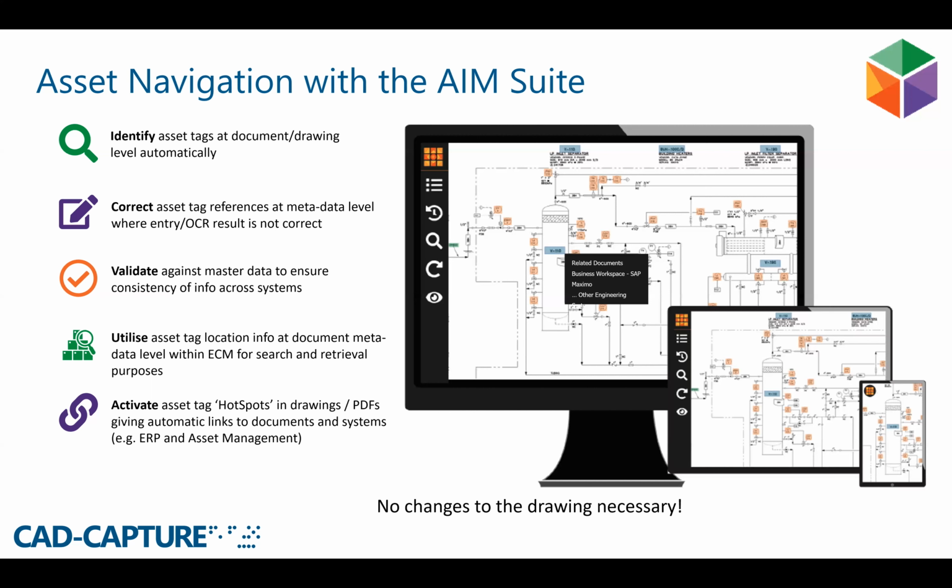And then from an end user perspective, you have the ability to activate those tags as dynamic hotspots. And again, that gives you the ability to search intuitively from within the OpenText application, whether it be Content Suite or Documentum, to related documents, to tags within the drawing, or to continuation tags. But also, as we've shown today as well, to access third-party systems such as SAP and Maximo. And all of this is facilitated without any need to make changes to the drawings.